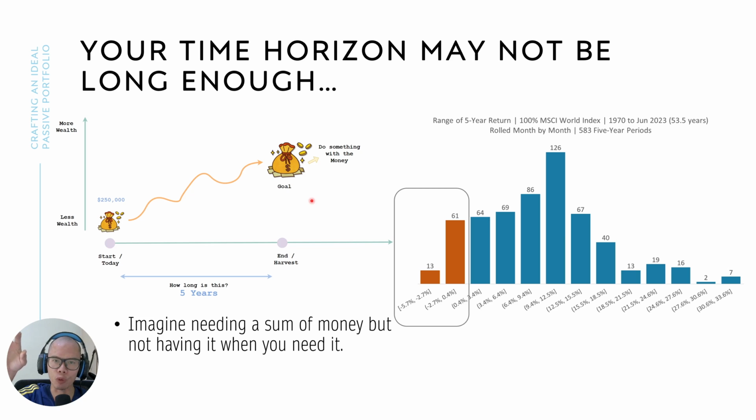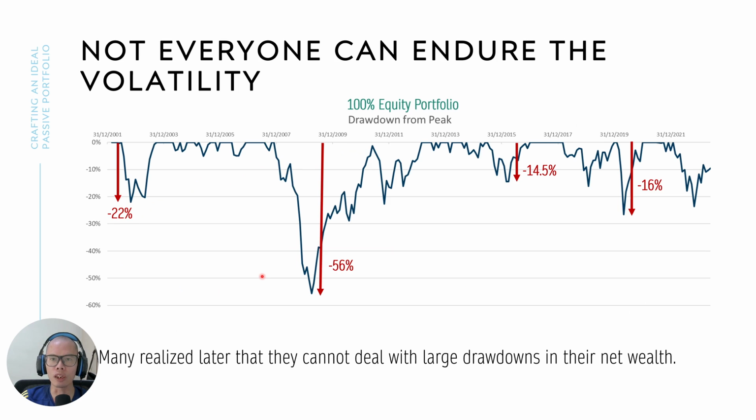And sometimes when you understand what your goal is, you're able to define your goal better. What's the time horizon? You might need to actually reallocate your resources. Now the other thing is that not everyone can endure the volatility. What you're seeing over here is a drawdown from peak chart of a 100% equity portfolio. I won't tell you what the portfolio itself is. It's an internal index that I use at work. I just want to make it simple, so I repurpose it here.